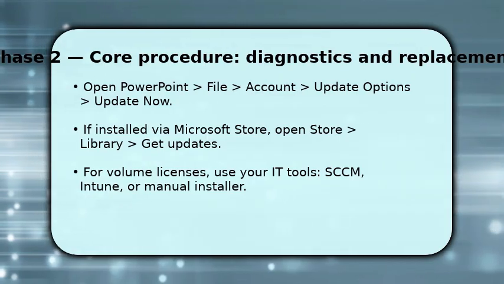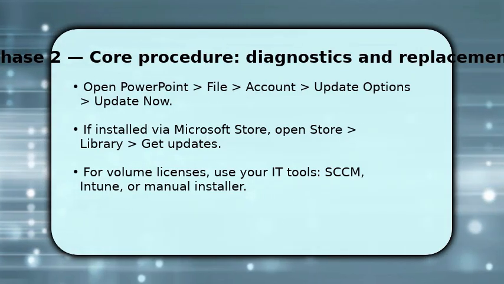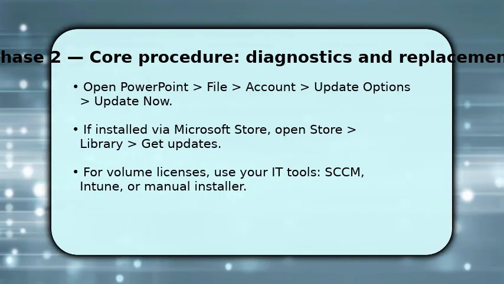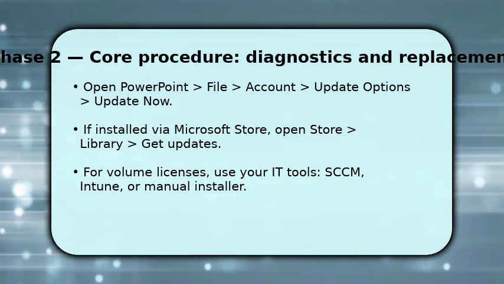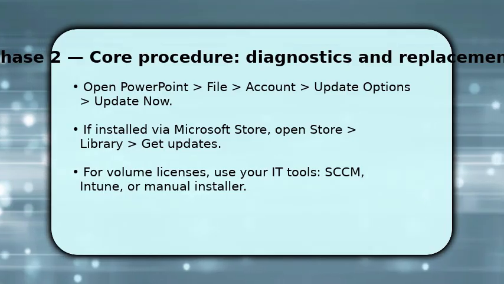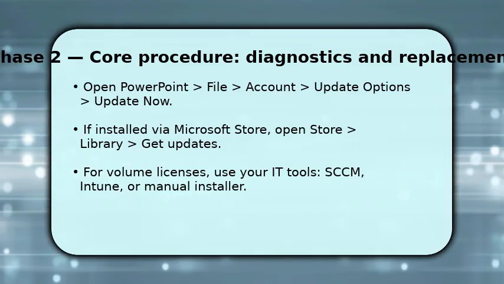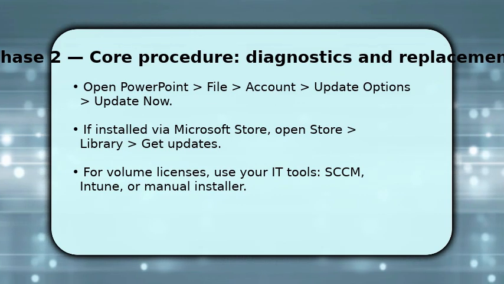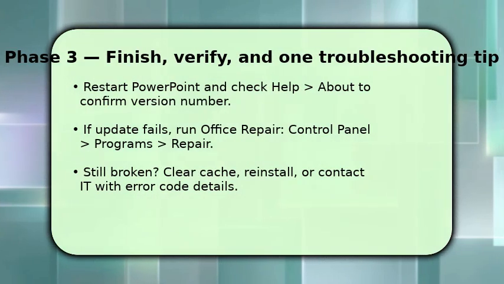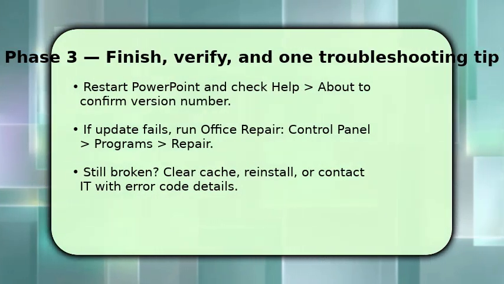For organizations using SCCM or Intune, trigger the deployment policy or request IT to push the MSI or Click-to-Run update. While it downloads, monitor progress. Once the update completes, restart PowerPoint and verify the version in Help. Make sure it matches the release notes you expected.